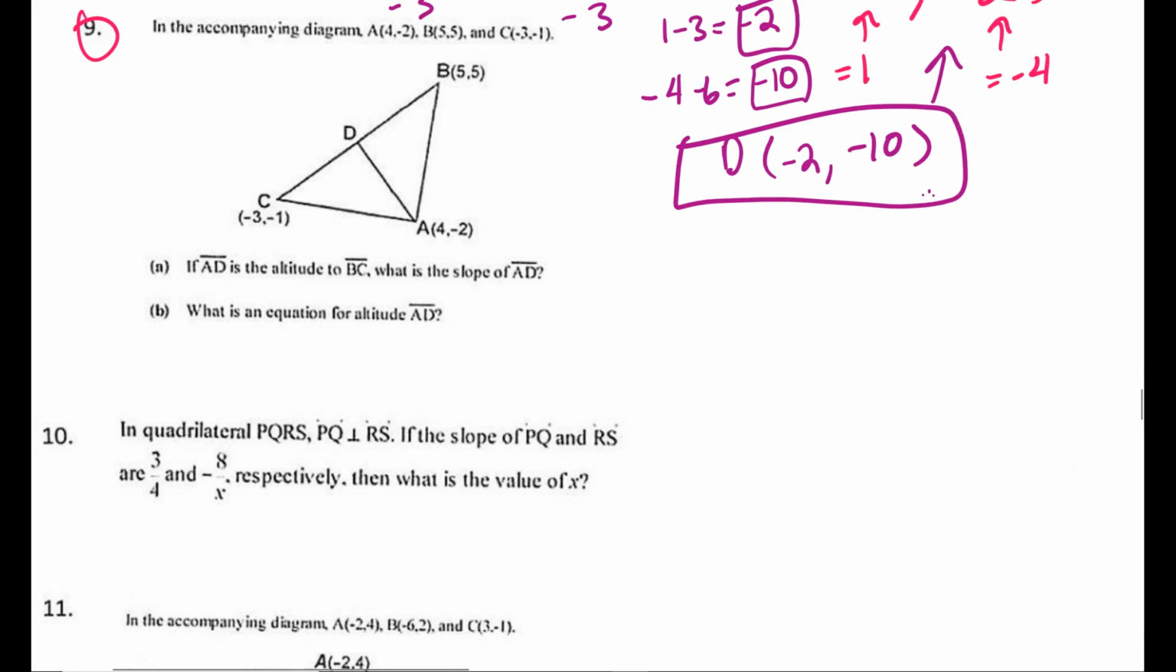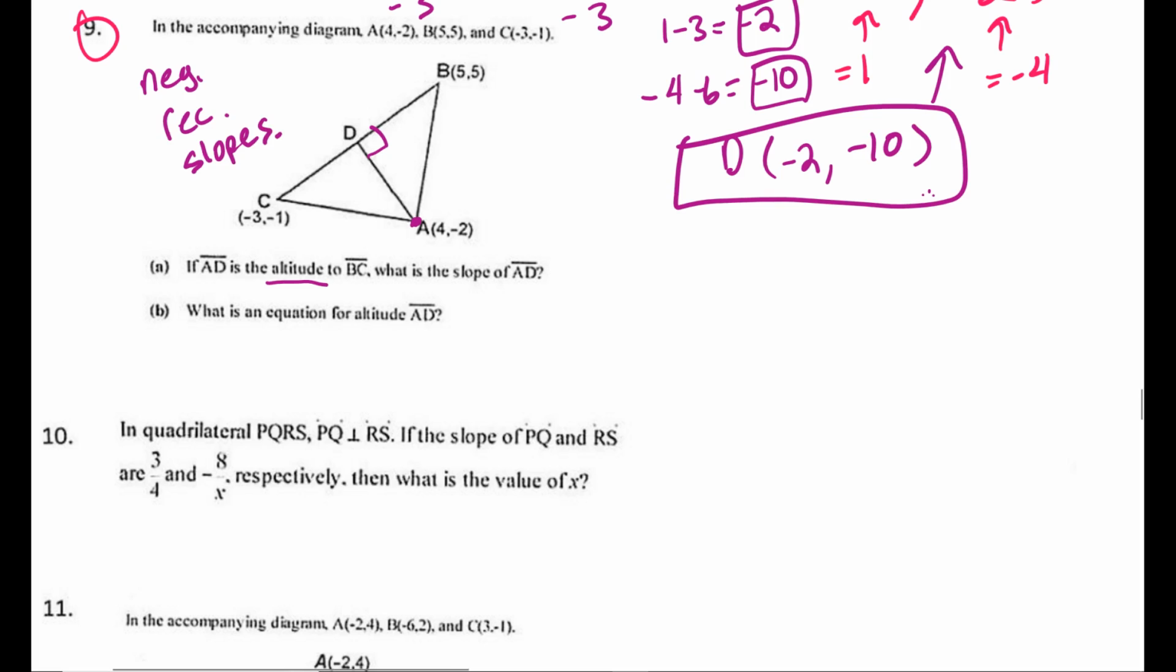Number 9. In the accompanying diagram, it gives me the points of a triangle, and they tell me that AD is an altitude to BC. So remember, an altitude doesn't have to hit the midpoint of the opposite side. It only needs to go from a vertex and be perpendicular to the opposite side. That's the only requirement. So already in your head, if you're thinking about perpendicular lines, you should be thinking about negative reciprocal slopes.